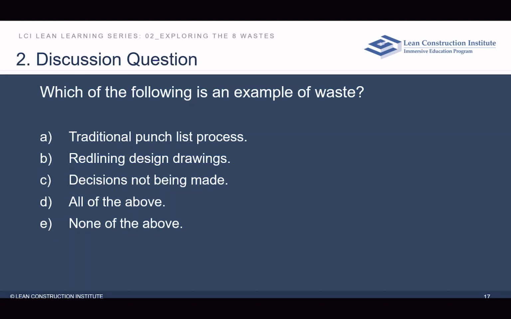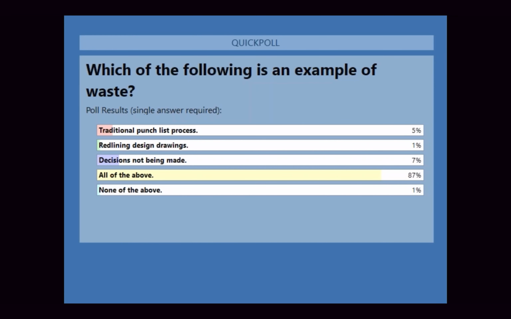All right, we're going to close the poll and share the results. Let me get you that. 87% said all of the above, 7% said decisions not being made, 5% said traditional punch list process, and we had a 1% tie, I have to tell you, John, with redlining, design drawings, and none of the above.